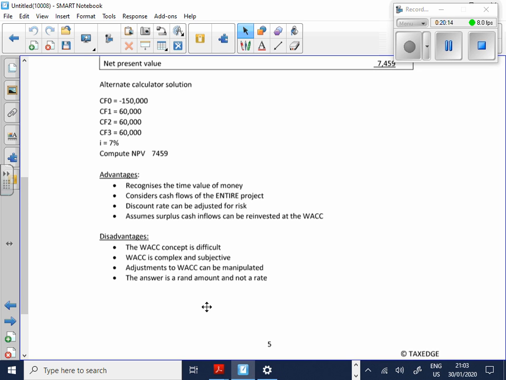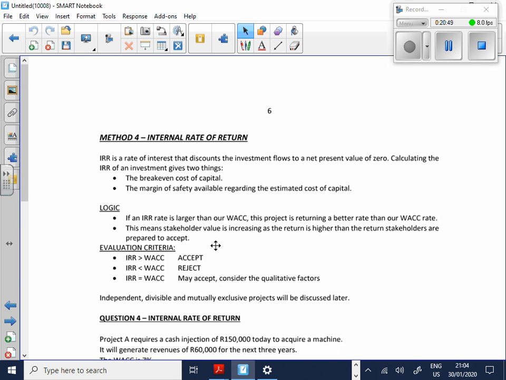Guys, disadvantages. 1, WACC concept is difficult, so it's quite hard to calculate WACC in practice. 2, WACC is complex and subjective. What's the target debt equity ratio? Okay. Adjustments to WACC can be manipulated, and 3, the answer is a random amount and not a rate. Now, personally, I find a random amount much more comfortable, but most people prefer to actually see what your percentage return on an investment is rather than a random amount. Are you guys comfortable with this? Is that cool? Okay. Carrying on, guys.